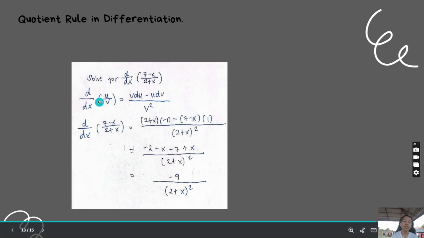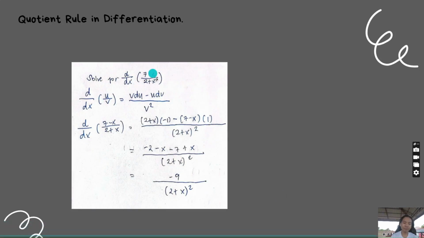Another example here: solve for d over dx, the derivative of 7 minus x all over 2 plus x. So applying the formula, d over dx of u over v is equal to v du minus u dv over v squared. So this will be our u and this will be our v. So next, we have simply copied the 2 plus x as our v and negative 1 as the derivative of the u, which is 7 minus x. U is 7 minus x, therefore its derivative is negative 1.